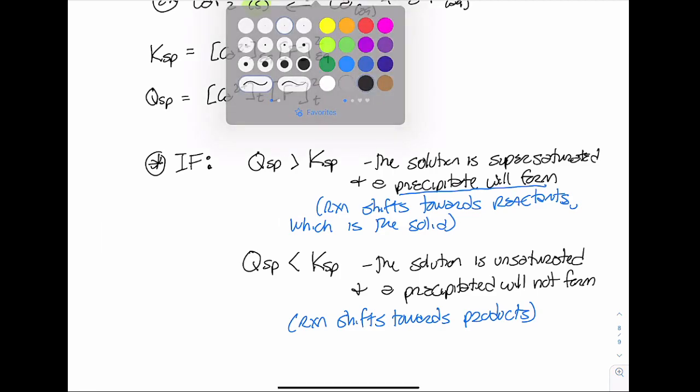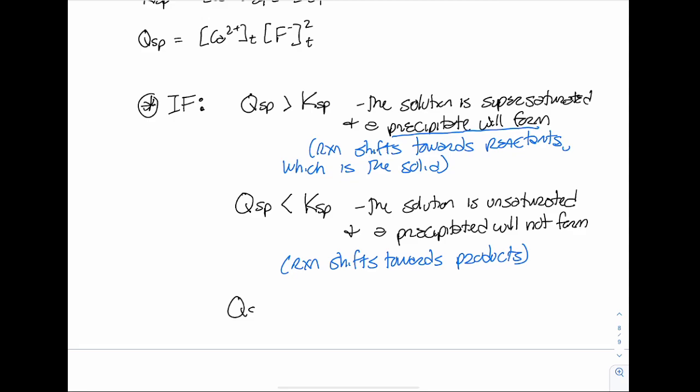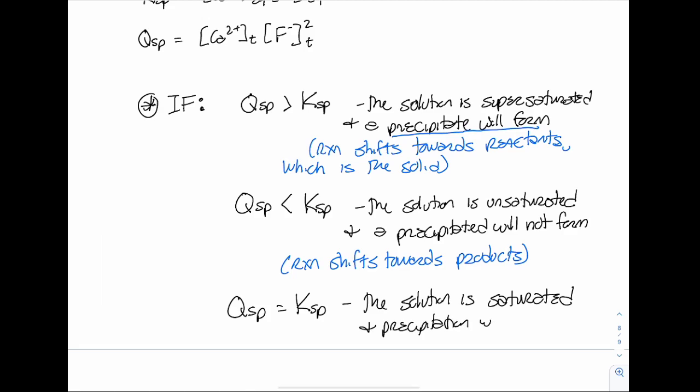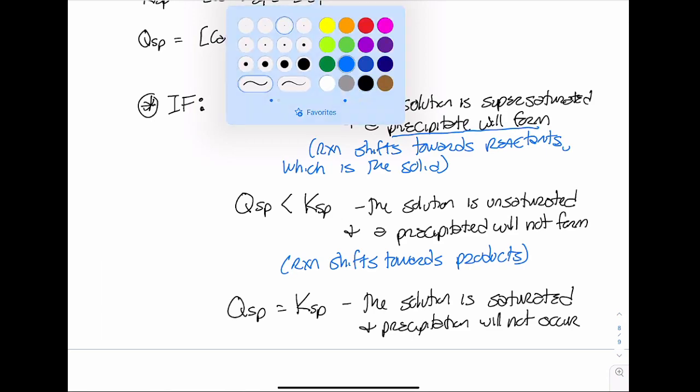And then if they're equal, we are at equilibrium. If Qsp is equal to Ksp, my solution is saturated. Remember, these values are measured, our values for our solubility product constant, Ksp, are measured when our solution is saturated. So our solution is saturated and precipitation will not occur. We are at equilibrium.